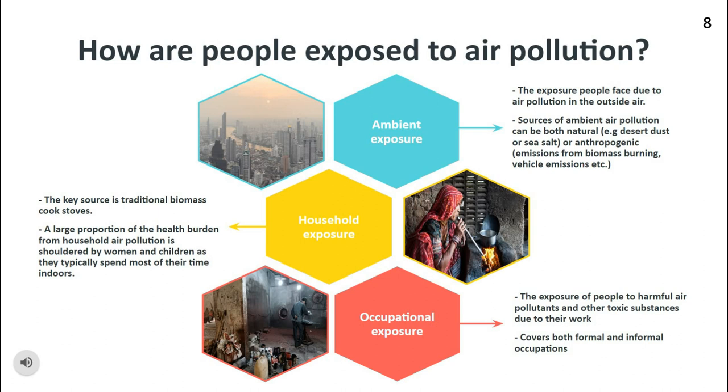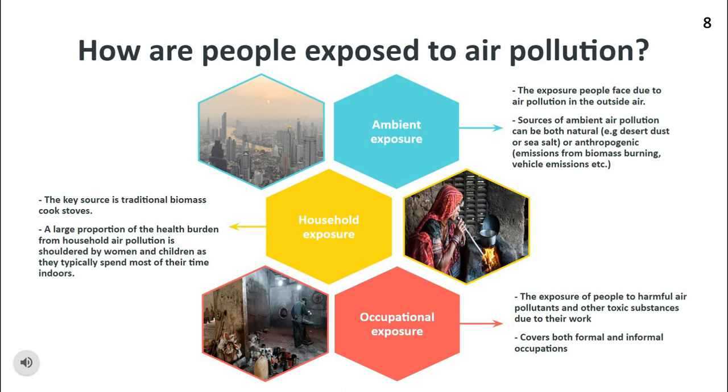The second one is household air pollution exposure. The key source of household air pollution is cooking with traditional biomass stoves, which is still extremely common in lower-income countries, especially in rural areas. Traditional stoves emit high levels of harmful PM2.5 and lead to high exposure for those who are cooking or who spend a lot of their time in the house.